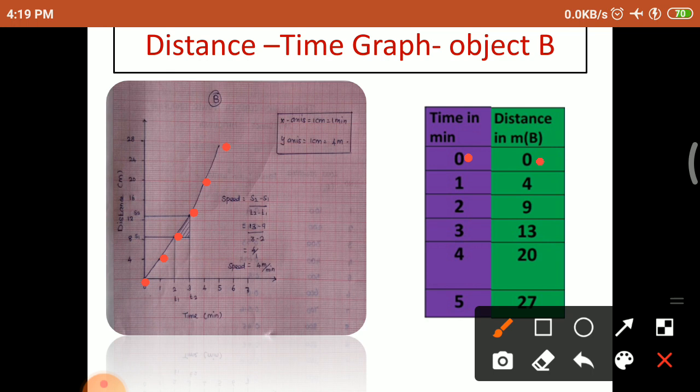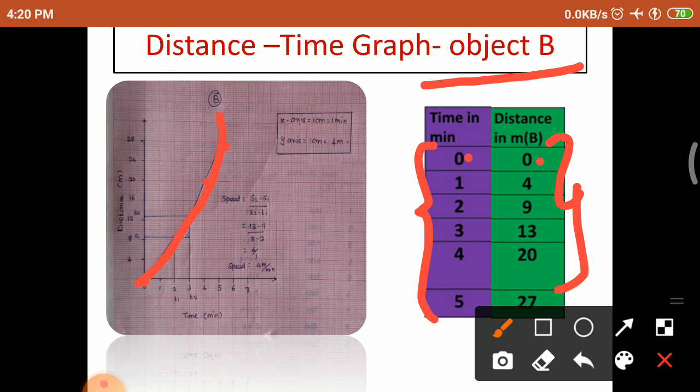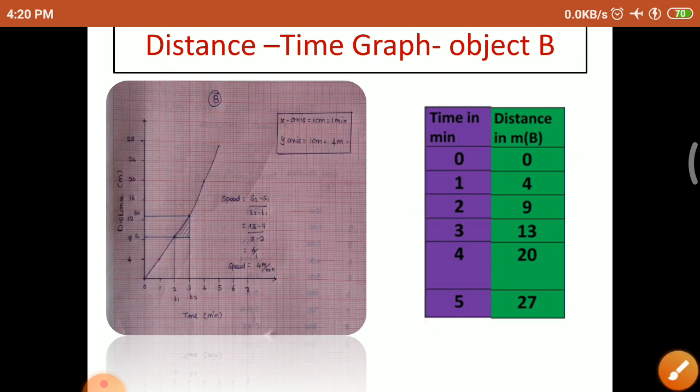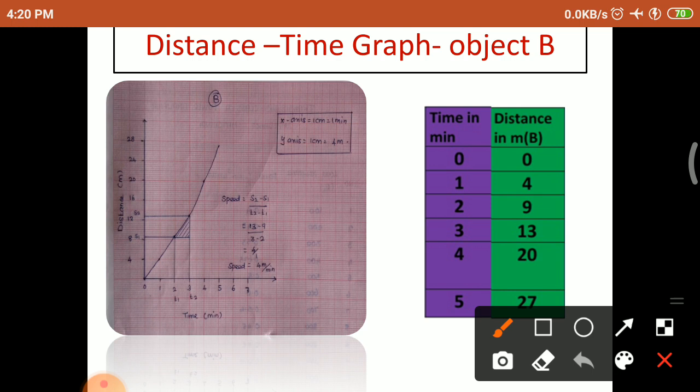After plotting the points, I join the points. I got a curved line. From this, we can say that the object moves in non-uniform motion. That means when the object covers unequal distance in equal intervals of time, then the motion is said to be non-uniform motion. After joining the points, I got the graph as a curved line.